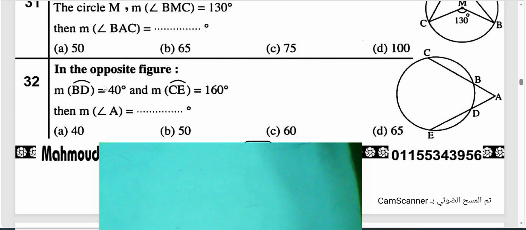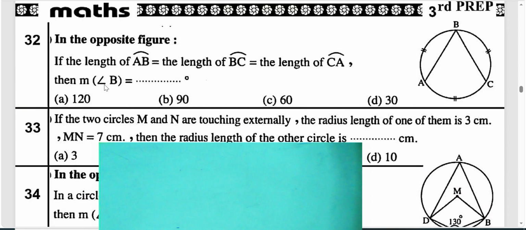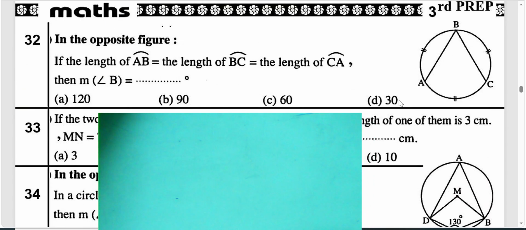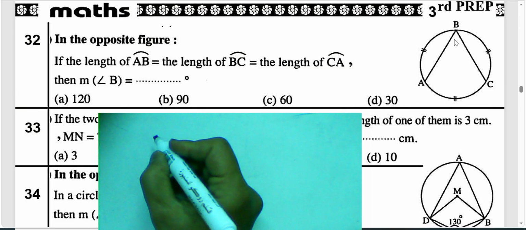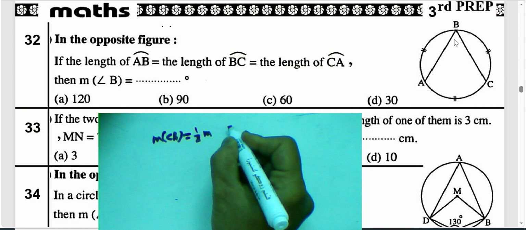Next question. In the opposite figure here, we have three equivalent parts: the measure of arc AB is equivalent to the measure of arc BC, which is equivalent to the measure of arc CE. Then the measure of angle B will be half of the measure of arc AC.